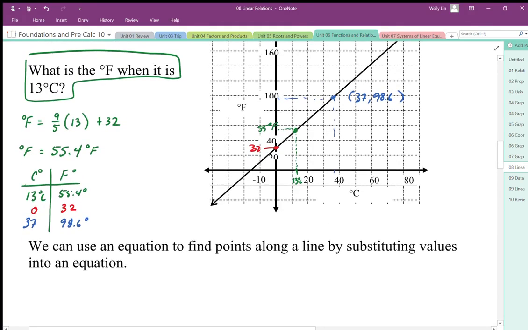Okay, so we can always do this. We can always find points along this line by substituting into our equation, and that's always true regardless of whether it's a Fahrenheit Celsius problem. It could be an XY, just some general XY equation. When we get into more complex equations, that still is the case. We can always plug in x's to find y's in a table of values which relate to coordinates on the graph.